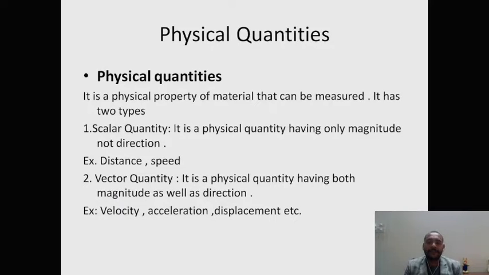Next, physical quantities. In motion, some physical quantities are involved. Physical quantities are nothing but physical properties of material that can be measured. It has two types. First one is scalar quantity. Scalar quantity requires only magnitude, and the second one is vector quantity, which requires both magnitude as well as direction. Examples of scalar quantities are distance and speed, and examples of vector quantities are acceleration, displacement and velocity. We will learn these physical quantities in the next slides.